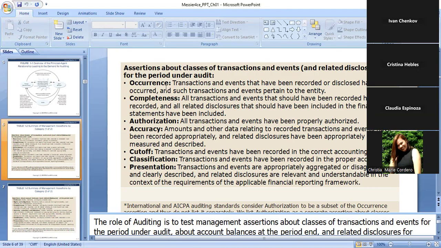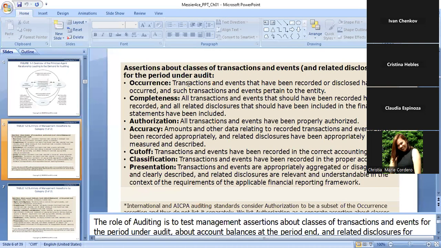And we have occurrence, completeness, authorization, accuracy, cutoff, classification, presentation. So that will be the logical order: from occurrence to completeness, authorization, accuracy, which is the amount.